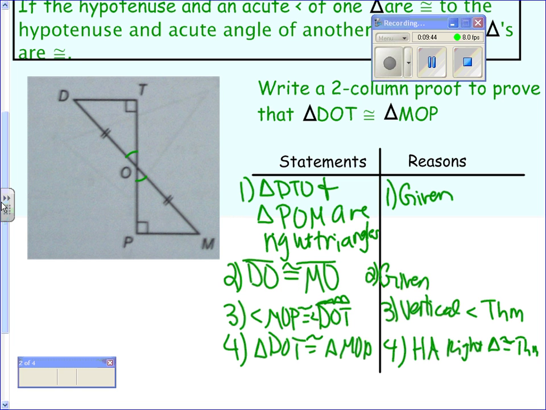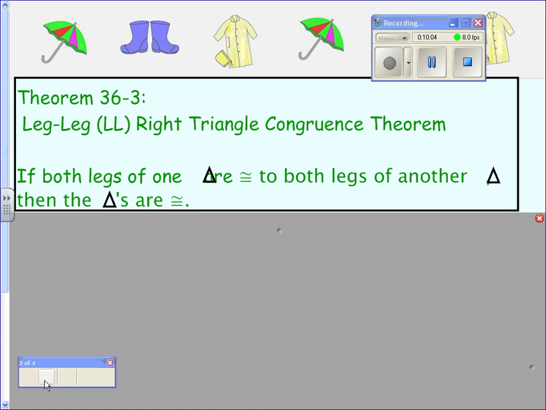HA right triangle congruence theorem. Does that make sense? If you use angle, angle, side, I'm going to mark it wrong. Even if that's the only mistake, you have to use the right triangle congruence theorem. Does that make sense? Any questions on this one? Okay. Looking at the next right triangle congruence, leg, leg.